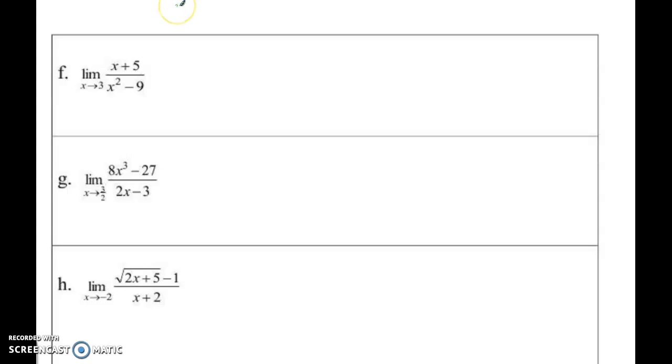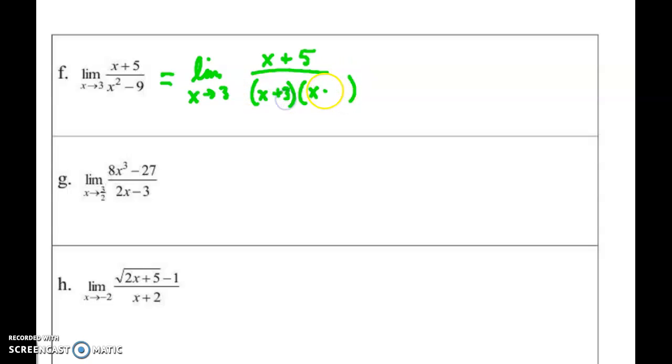So moving forward with the next one, again, we're running into an issue where if we put 3 into the numerator and denominator, we're going to get 3 squared is 9 minus 9. We're going to be dividing by 0. So as we do this problem, and we try to factor, can't factor the numerator, and the denominator is a difference of squares, x plus 3, x minus 3.